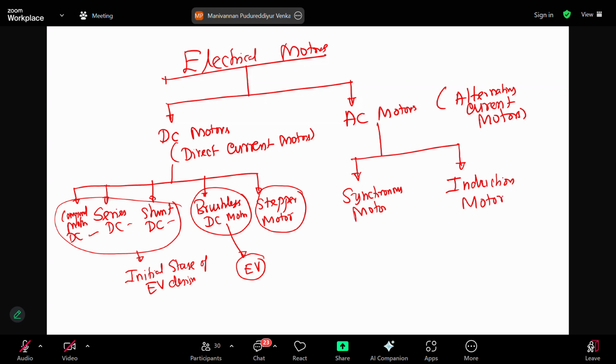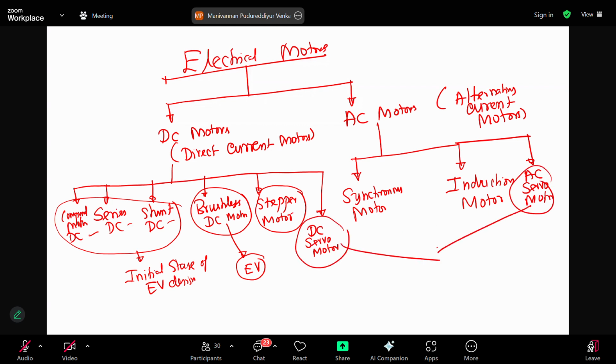Okay. So these are the main two. Apart from that, you will see one more type of motor in AC or DC. The sixth one, I just got in mind. One is called servo motor, DC servo motor, and also the AC servo motor. Please note that this servo motor, both AC or DC, is used for control purposes, not for driving the vehicle propulsion. Control purpose only.